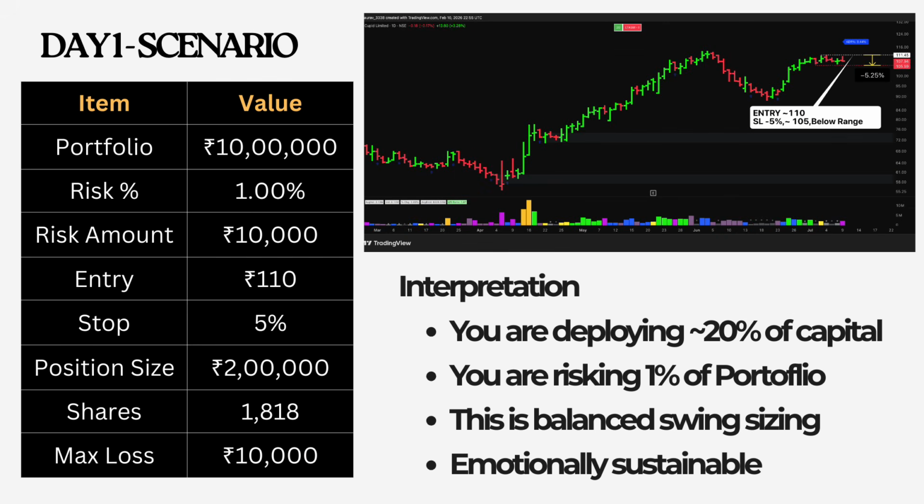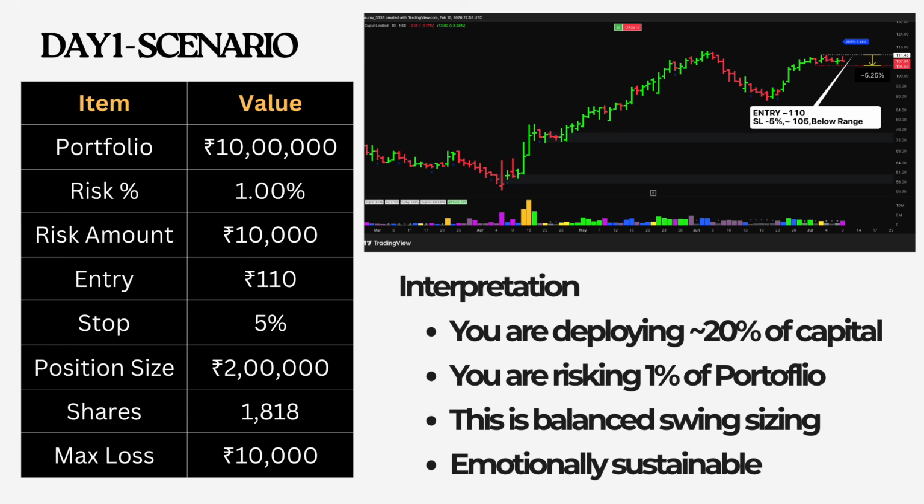Continuing with the same example which I showed you in the chart, as of today, on day one when you took the position, this is the snapshot. Your overall portfolio was 10 lakh. You risk 1% of that portfolio to enter into a position, so you risk 10,000. How did you risk this 10,000? By putting a stop loss of 5%.